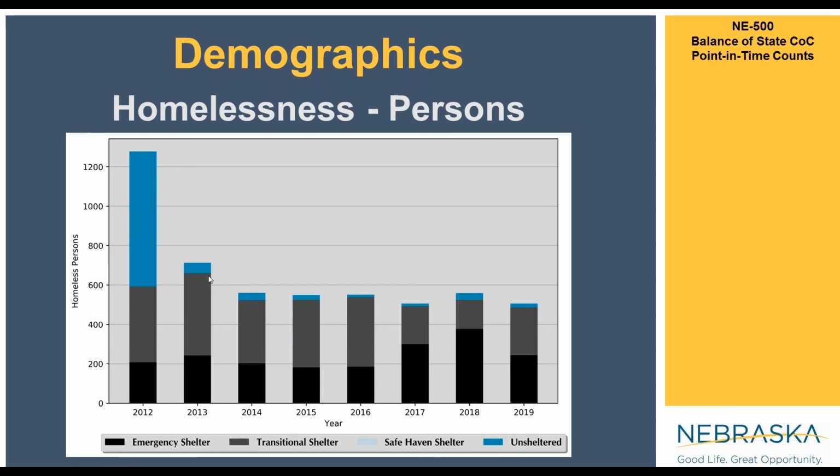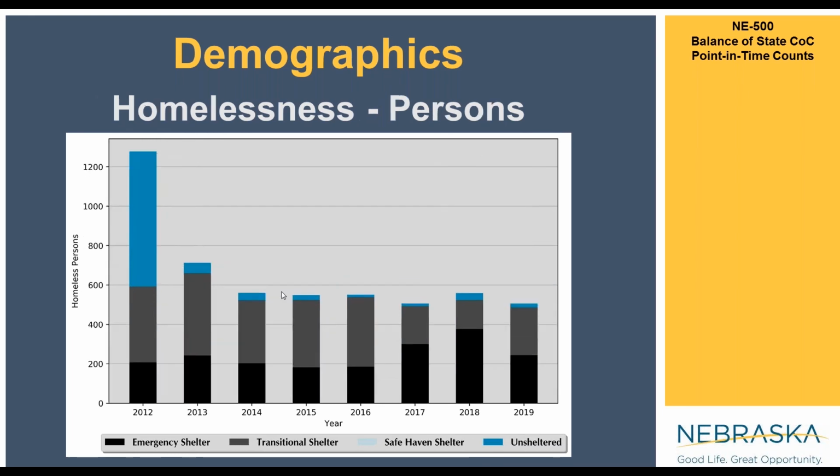The persons experiencing homelessness are kind of decreasing and trending downward. 2018 was a little higher, 2019 is a little less. So those are kind of moving in the right direction. Emergency shelters also, so the black bar is emergency, transitional is gray, and unsheltered is the blue. So we do see an increase in 2016, 17, 18, and then falling a bit in 2019.